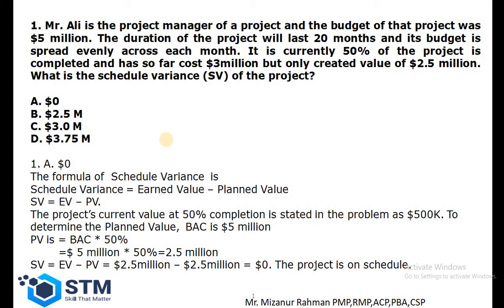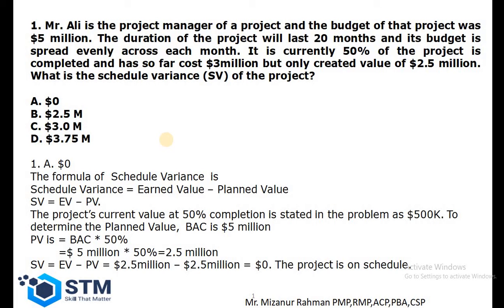First one, if we look at these questions, Mr. Ali is a project manager of a project and the budget of the project was 5 million. The project will last 20 months and its budget is spread evenly across each month. It is currently 50% completed and has so far cost 3 million, but only created value of 2.5 million. What is the schedule variance of this project?